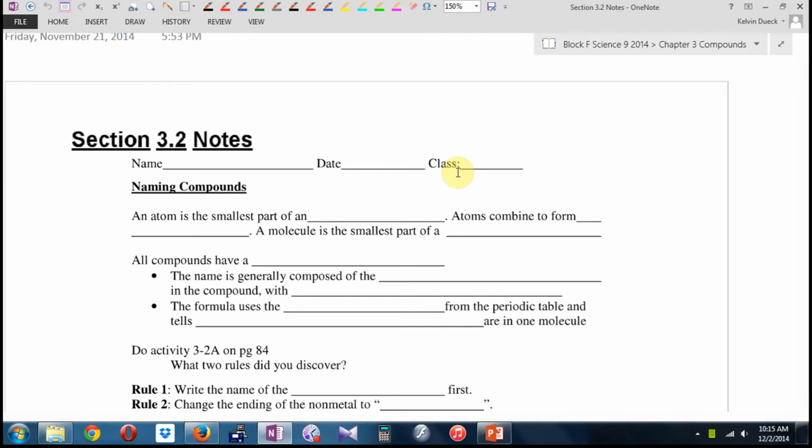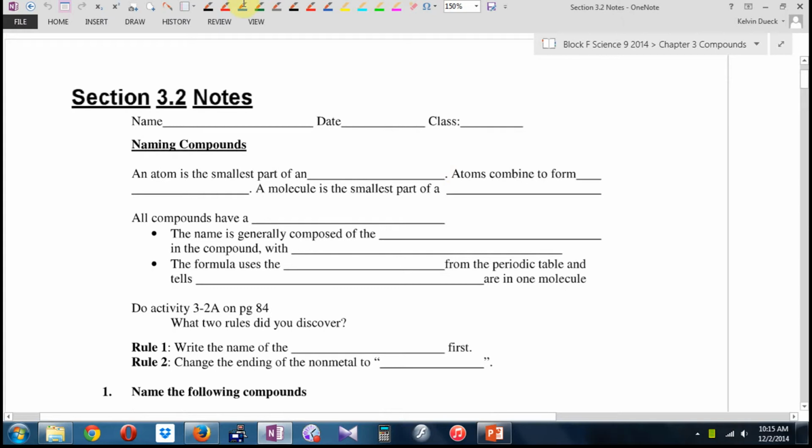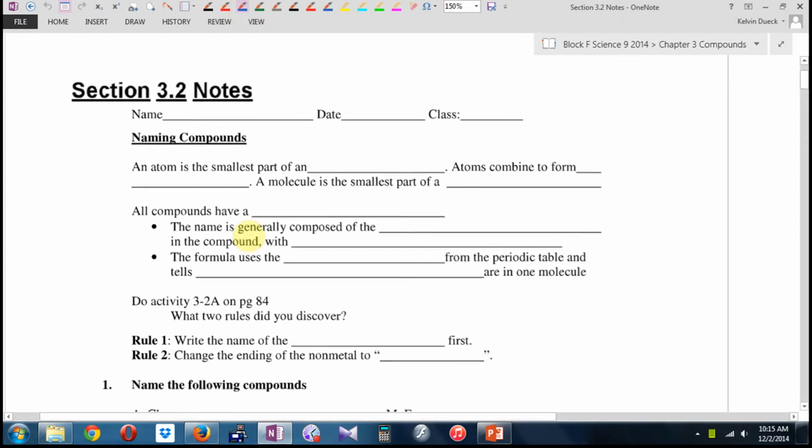So, first thing we're going to do is learn how to read a chemical formula properly. We're going to learn how to name it. Thankfully, the naming isn't that tricky. It's the rest that gets trickier. Okay? So the first heading is naming compounds.